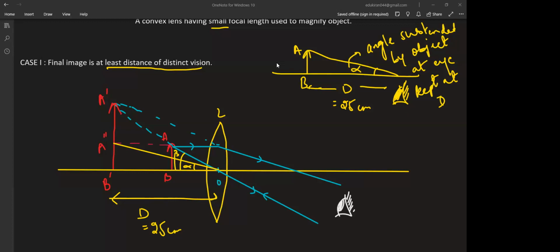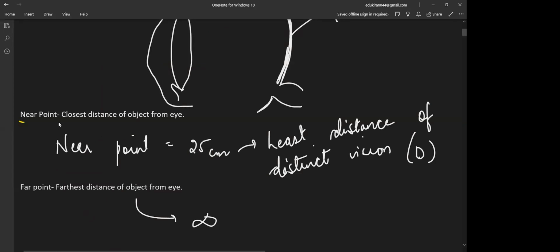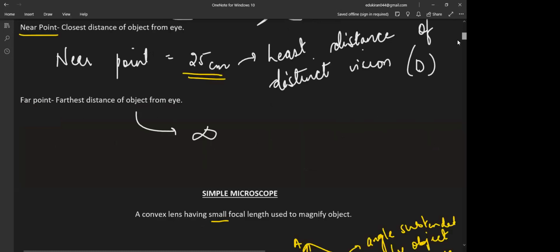Okay, this is the case. Class, understand this first case is when the object is kept at the least distance of distinct vision. Why at 25 centimeters? Because yesterday we studied that this is the near point. To see an object clearly, you have to put it at 25 centimeters minimum. This is for the human eye, the least distance of distinct vision.